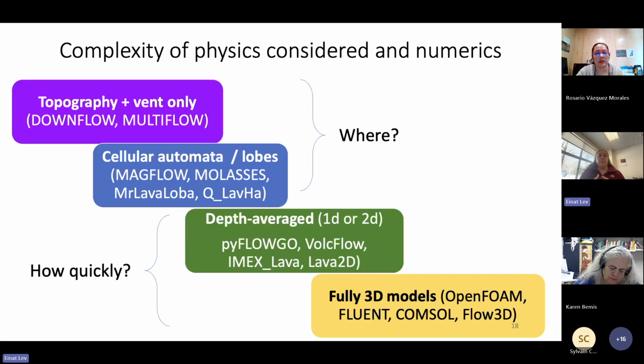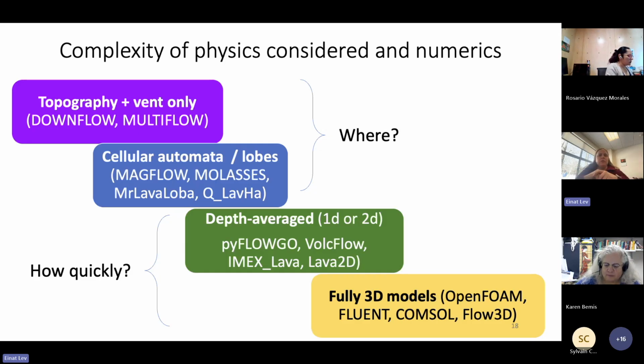A level above that in complexity is codes that are based on just kind of a rule-based distribution of lava from a location to the next location. This can be done with a cellular automata method. We'll talk about that in a minute, or lobes, where one lobe gives birth to another lobe or multiple lobes based on some probability and some rules.